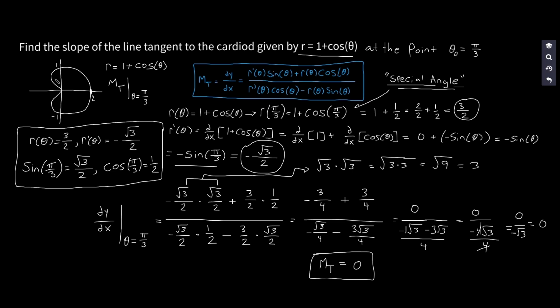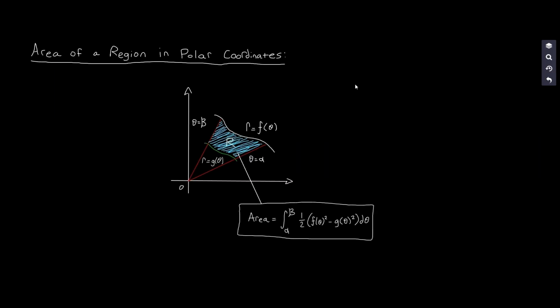Now let's say that I want to find the area inside of the cardioid. I want to find the region inside of here. Like, what's the area inside of this cardioid? Well, to do that, we need to understand how we can find the area of a region within polar coordinates.